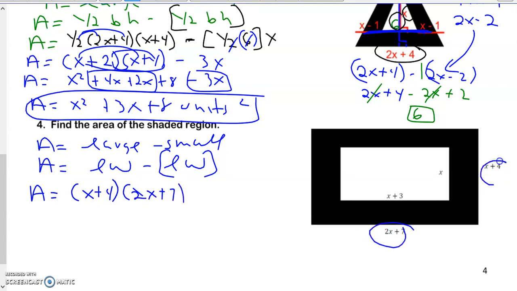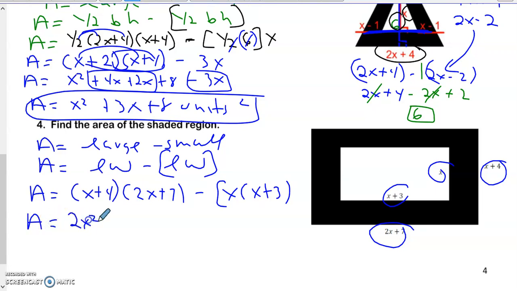Here's the big, so I'm going to take those. And then for the small one, I'm going to put it in parentheses. I'm going to take these two, x, and then x plus 3. And let's make that so you can read it. So this is a 2. The first two look like FOIL, so I'm just going to quickly FOIL. So I'm going to have 2x squared plus 7x plus 8x plus 28.